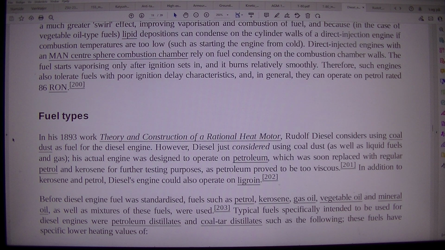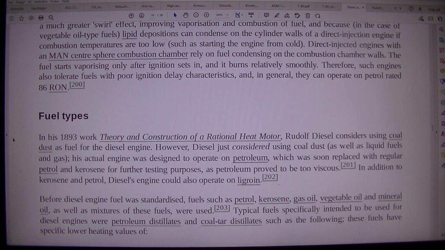Direct injected engines with a central sphere combustion chamber rely on fuel condensing on the combustion chamber walls. The fuel starts vaporizing only after ignition sets in, and it burns relatively smoothly. Therefore, such engines also tolerate fuels with poor ignition delay characteristics, and, in general, they can operate on petrol rated 86 RON. 200. Fuel types.